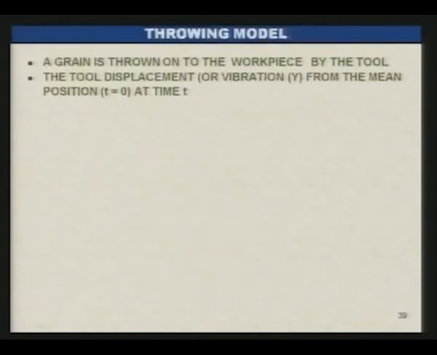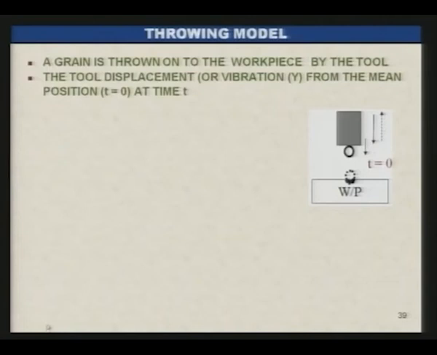A grain is thrown onto the workpiece by the tool, as we have already seen in the slide, and this is very clear from the figure on the right side. We can see t is the time, and at t equal to 0, that means when time is 0, the tool is just touching the abrasive particle.